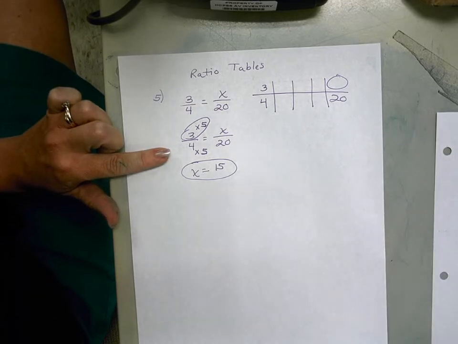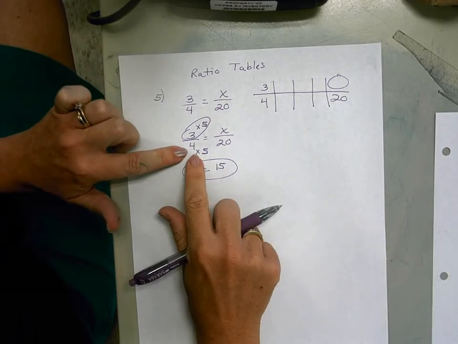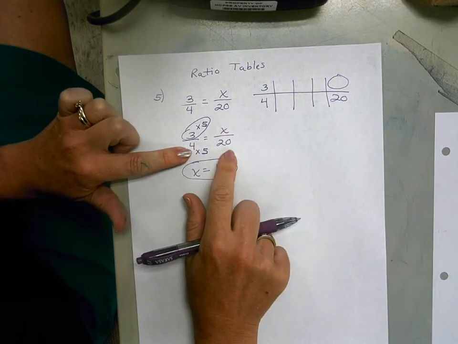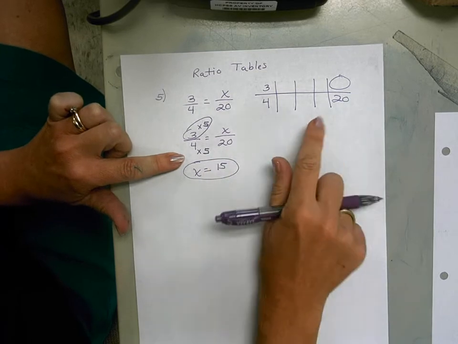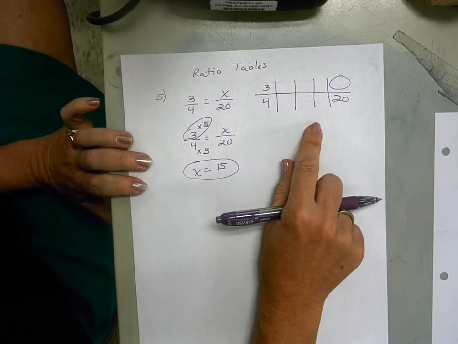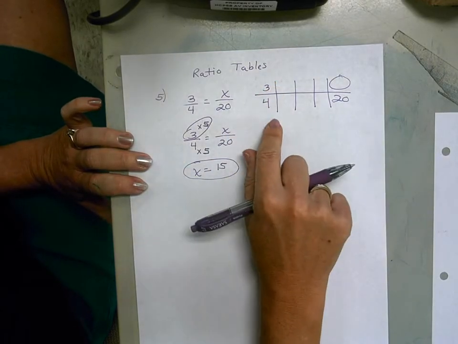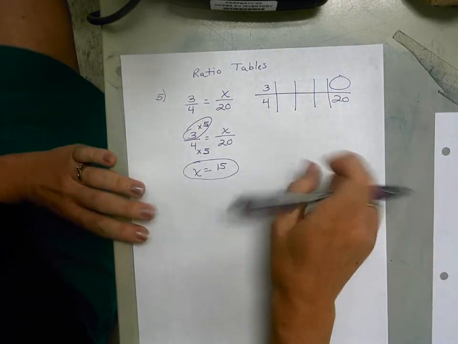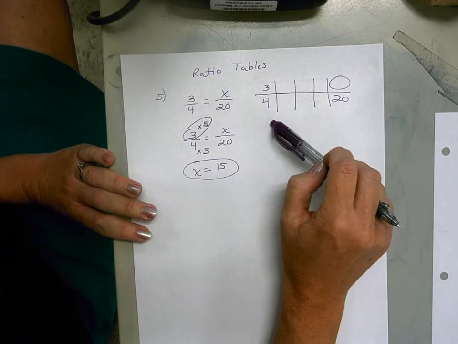Sometimes I'm going to show you another problem where it doesn't just pop into our heads. I don't see a common relationship between the 4 and the 20. And when that happens, we can use the ratio table method. So for example, I have my 3 and my 4, and I can multiply them or divide them by whatever I want, as long as whatever I do to the numerator, I do to the denominator.